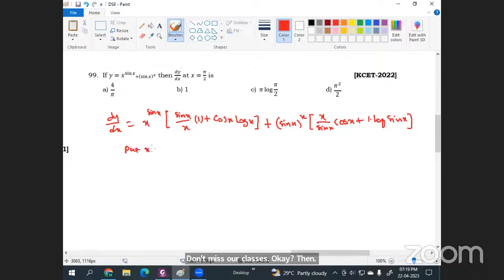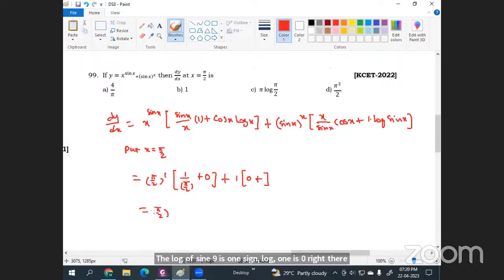So put x equal to pi by 2. Sin 90 is 1. Pi by 2 whole power 1. Sin 90 is 1. And 1 by pi by 2. X value. Cos 90 is 0. Sin x to the power of x, 1 power 1. 1 power anything is 1. Pi by 2, it's 1. Cos 90 is 0. Then log of sin x, sin 90 is 1, log 1 is 0. Right? So pi by 2 into 2 by pi is equal to 1. So second option is right.